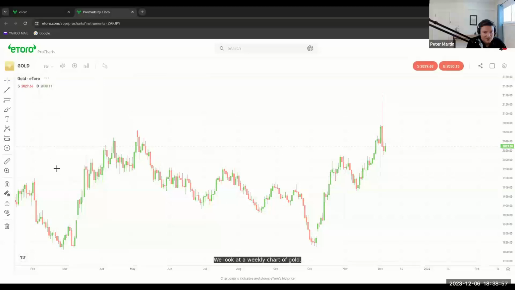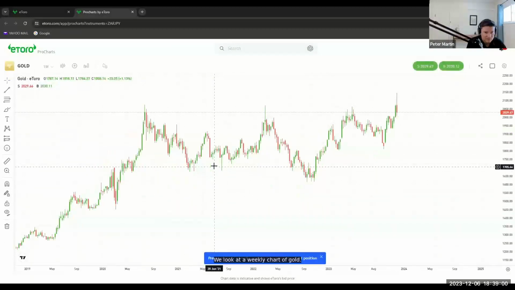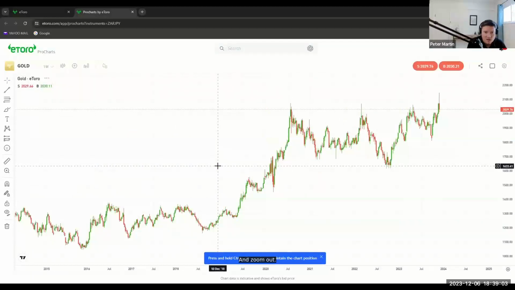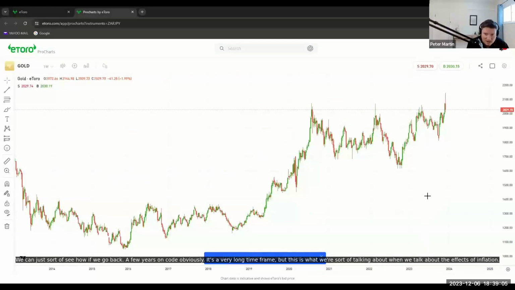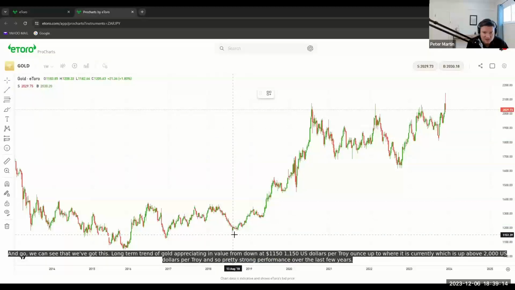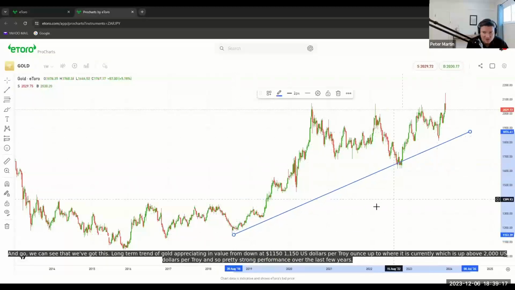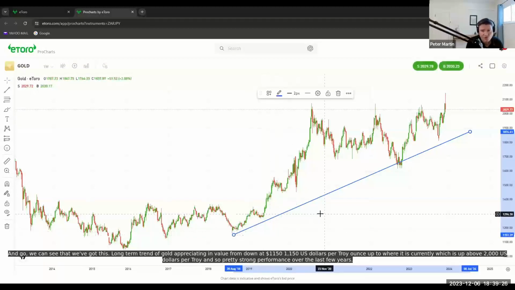If we look at a weekly chart of gold and zoom out on it, we can see how, if we go back a few years, obviously these are very long time frames, but this is what we're talking about when we talk about the effects of inflation and gold. We can see this long-term trend of gold appreciating in value from down at $1,150 US dollars per troy ounce up to where it is currently, which is above 2,000 US dollars per troy ounce. So pretty strong performance over the last few years.